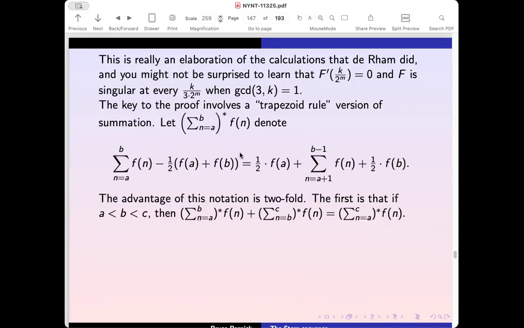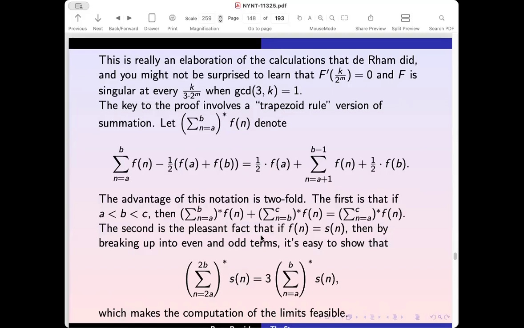One of the parts of the proof, I didn't invent this. I saw somebody in our seminar use it as kind of a trapezoid rule of summation where you count the n's with a weight of 1/2. The advantage here is that they're completely additive, and also they behave well with respect to the Stern sequence.